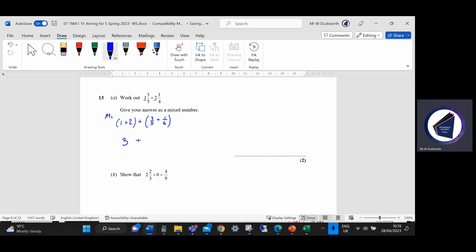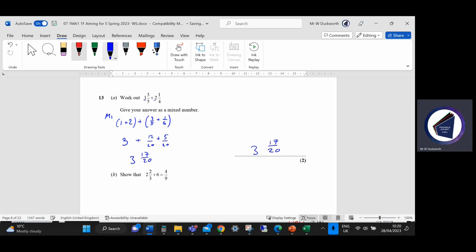The lowest common multiple: we can only add fractions where they have the same denominator. So we're going to put them both over 20. I would need to times the first fraction by 4, so that would become 12. And I need to times the second fraction by 5, so that would become 5. So we're looking at 3 and 17 out of 20.